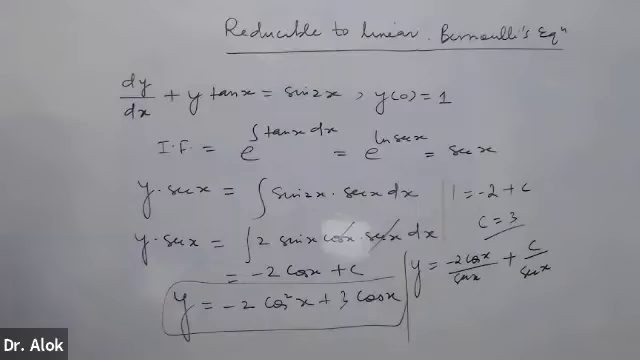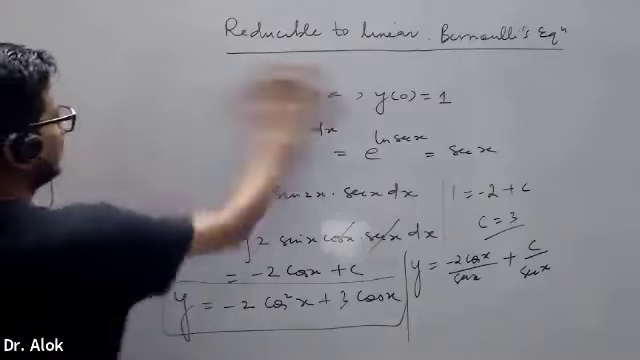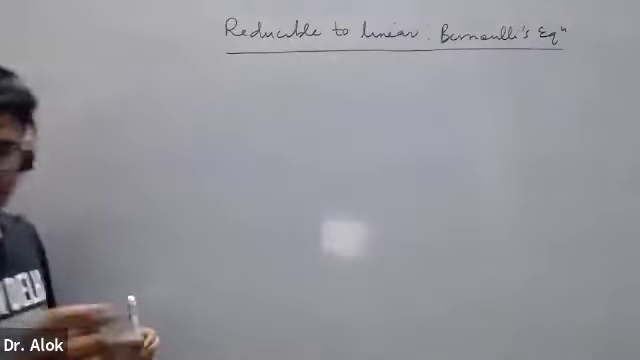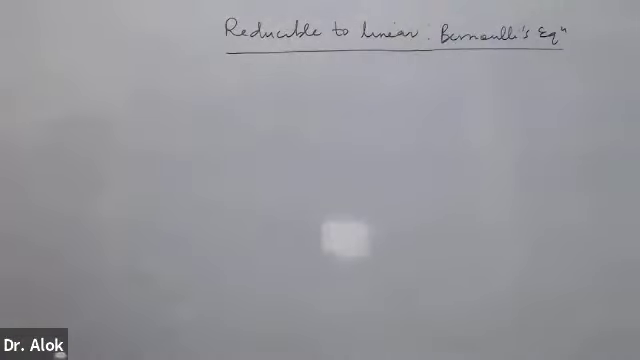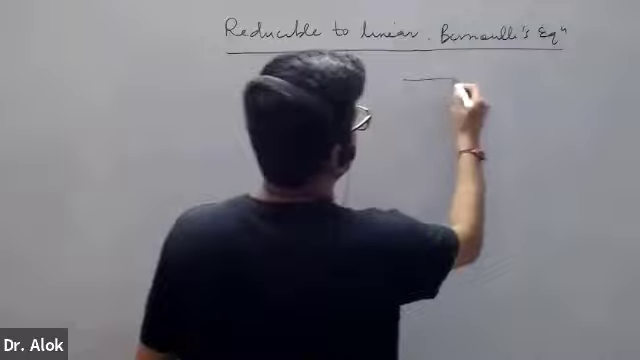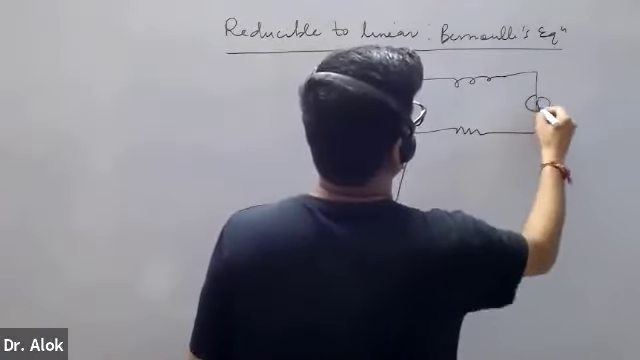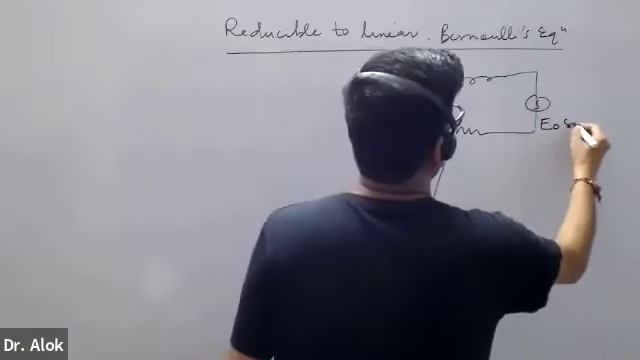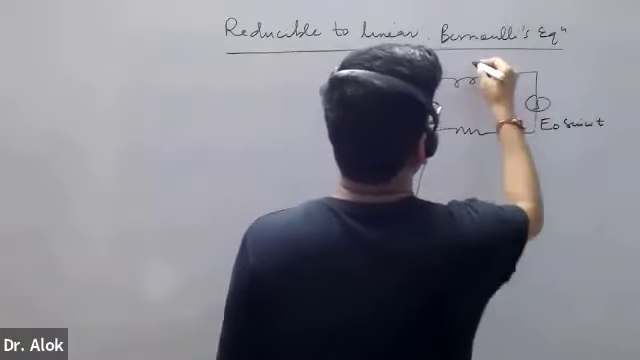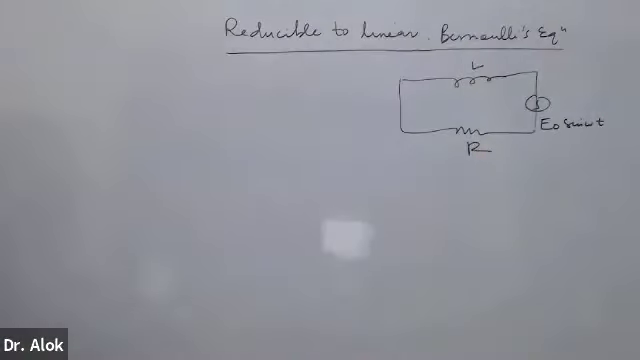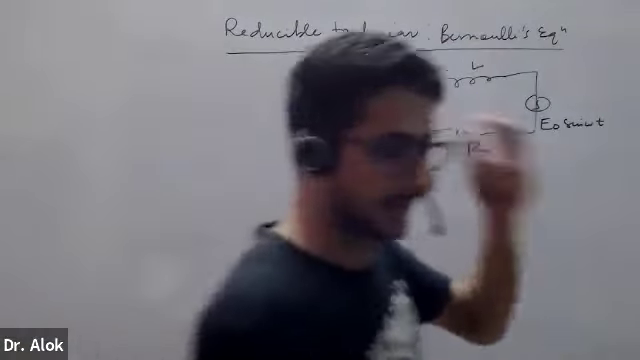Chalo ab ek aur question karta hoon linear ka. It is related to, suppose some LR circuit is there. L and R circuit is there with some sinusoidal voltage E naught sine omega t. This is L and this is R. Okay. Suppose this type of circuit is there.